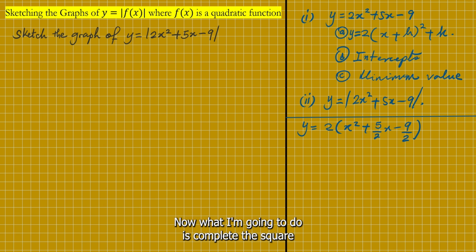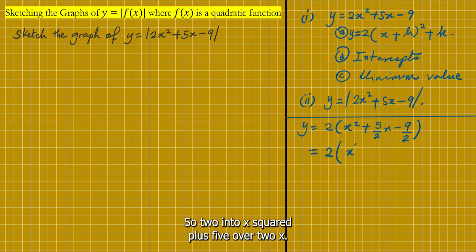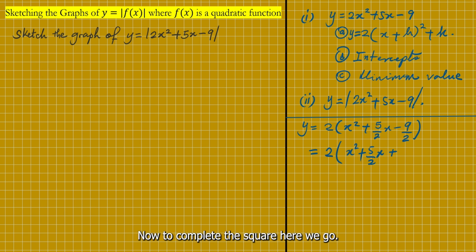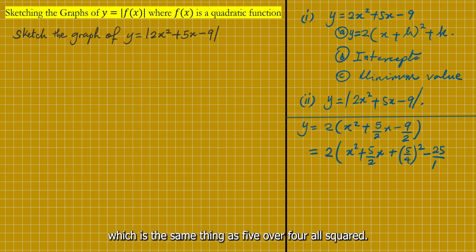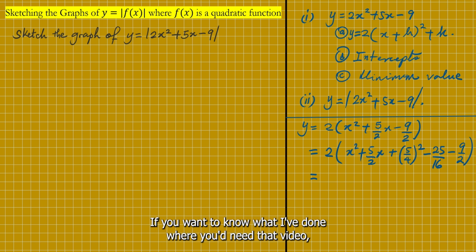Now what I'm going to do is complete the square. Again, follow the video link I would have dropped earlier to study how to use completing the square. So 2 into x squared plus 5 over 2 x, now to complete the square, plus 5 over 4 all squared, then minus 25 over 16, which is the same thing as 5 over 4 all squared, then minus 9 over 2. That is completed. If you want to know what I've done, you would need that video.